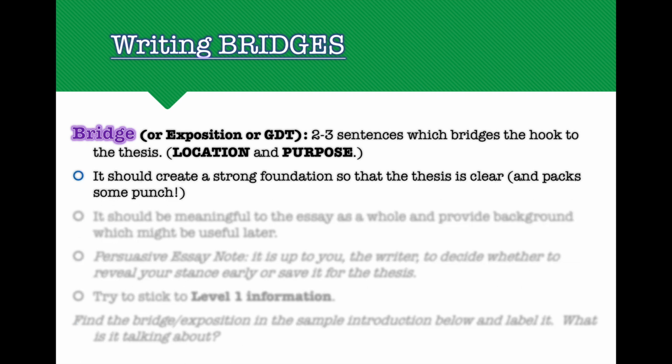Couple of tips for writing the bridge, because a lot of students, and I still do too when I have to do this kind of writing, will get lost in writing bridges. It should create a strong foundation so that the thesis is clear and packs some punch. So this is where you're winding up and helping your reader build up to that thesis statement. It should be meaningful to the essay as a whole and provide background, which might be useful later.